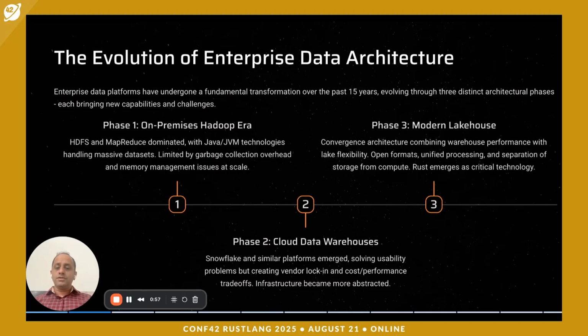Phase one is the on-premise Hadoop era, around early 2000, when Hadoop was launched. It had two primary components, HDFS and MapReduce, which dominated big data processing, large-scale data processing with JVM-based technologies primarily, to handle massive data sets. It was a big hit, but it had some limitations related to garbage collection overheads and memory management issues, when meeting performance needs.